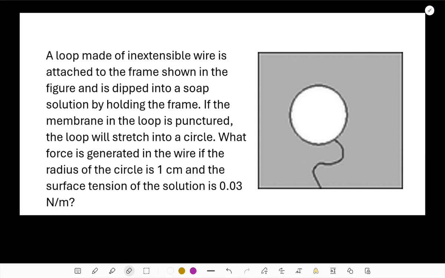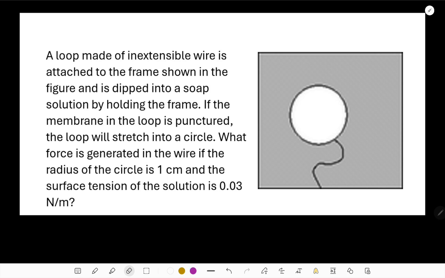And welcome again. We have another problem on our screen that says a loop made of inextensible wire, that might be a thread, and it is massless, is attached to a frame. The frame is outside. It's attached to a frame as shown in the figure and dipped into a soap solution by holding the frame. Okay, fine. That means nothing.